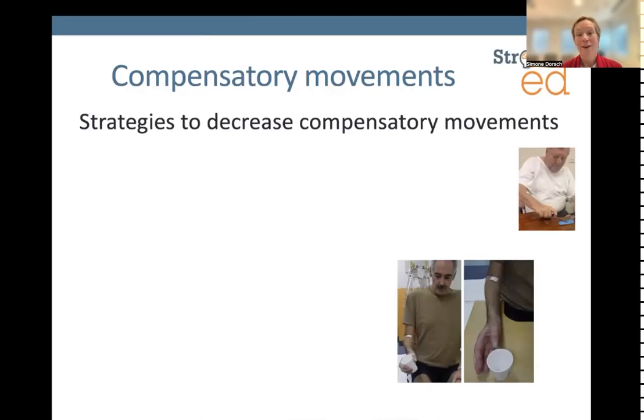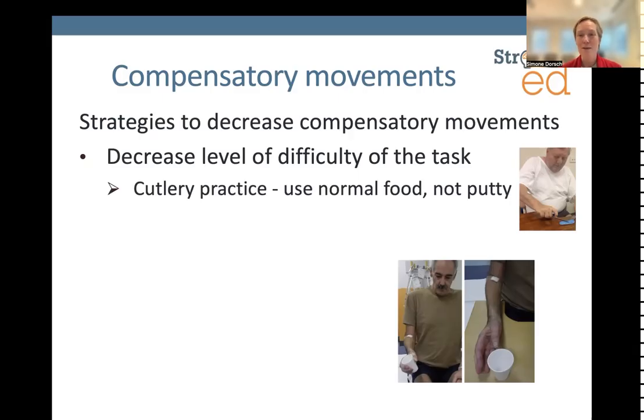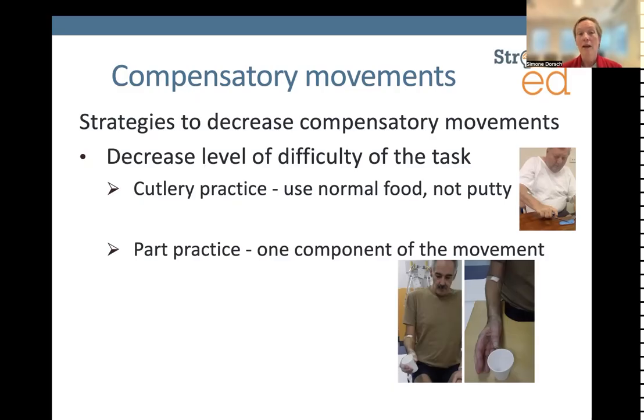So the summary of what we've seen there for some strategies to decrease compensatory movements is to decrease the level of difficulty of the task, because Tony being asked to do all of those components at once, it's too hard. Rob being asked to cut into putty, it's too hard because they don't have sufficient strength in the critical muscles needed. But also in terms of task specificity, chuck out the putty anyway and practice something that's more like normal food. So that's another strategy.